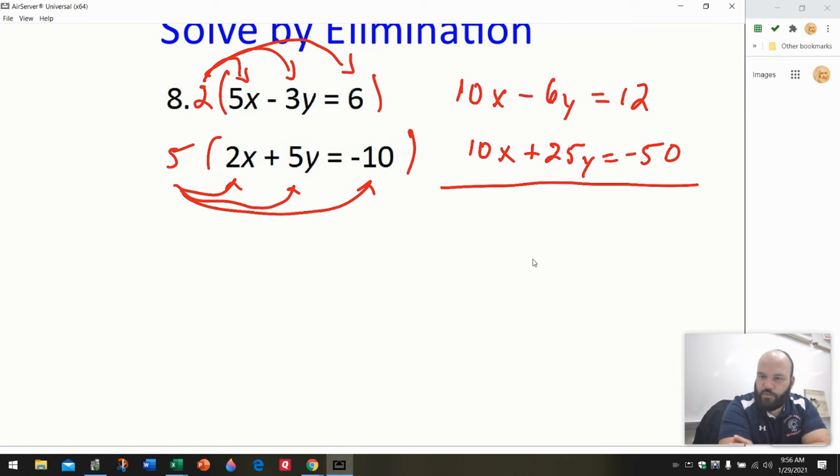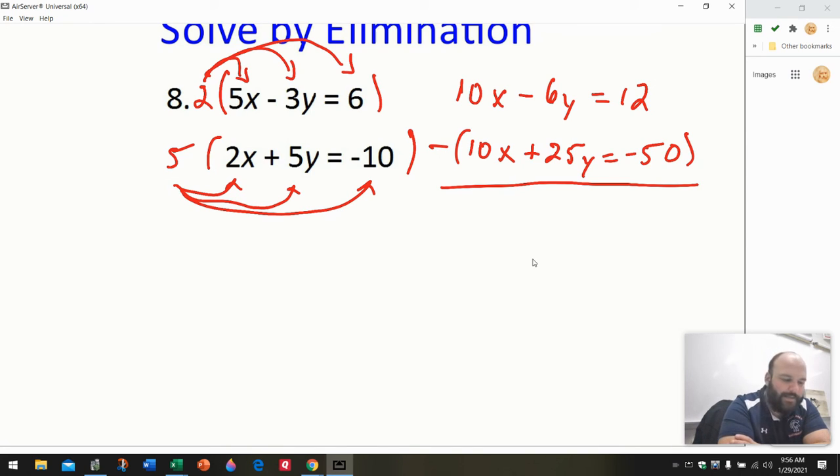Now, what do we do? Do we add or subtract? Well, you have to look at the variables and see what we have. If they're the same, which they are in this case, if we added that together, it would turn into 20x. That's not helping us. It's not getting rid of anything. So we are going to subtract these.